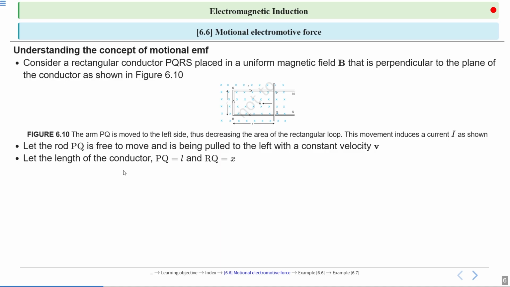Let the length of the conductor PQ be L. It is also given in the diagram, and RQ is X. Then the area of the loop at any instant, when point Q is at a distance of x from R, is A equal to PQ into RQ, since this is a rectangular loop, which is L into X. This is the area of the loop initially.